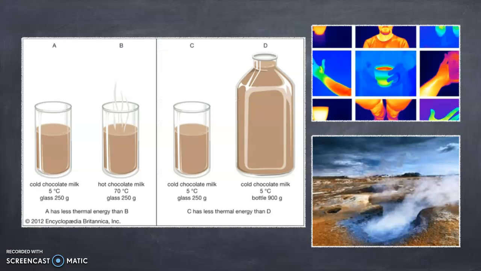Let's look at an example. In A and B, the glasses of chocolate milk have the same amount of liquid in them. However, B has a higher temperature. Those molecules are moving faster in glass B, thus a higher thermal energy. In glass C and in jug D, the temperature is the same. However, because there are more molecules in the jug, it is said to have a higher thermal energy. Other examples of this application are in thermal imaging and in geothermal energy.